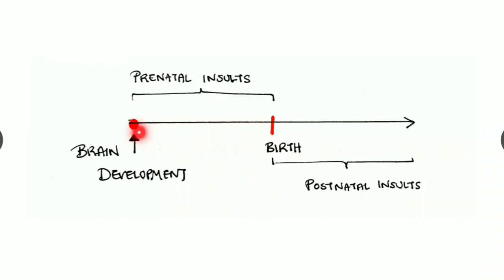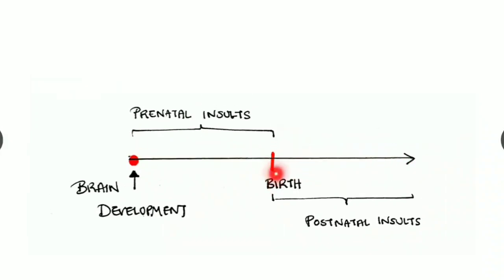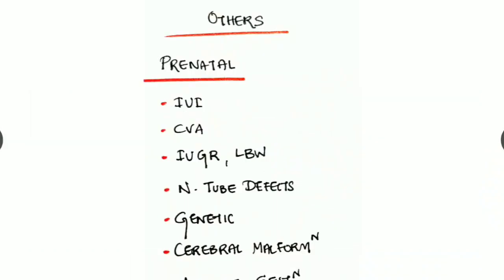Assume this is the time of the brain development. From there till the birth, these are the prenatal insults damaging the developing brain. From the birth to the present time, there can be postnatal insults too. Let's see which are the other causes.